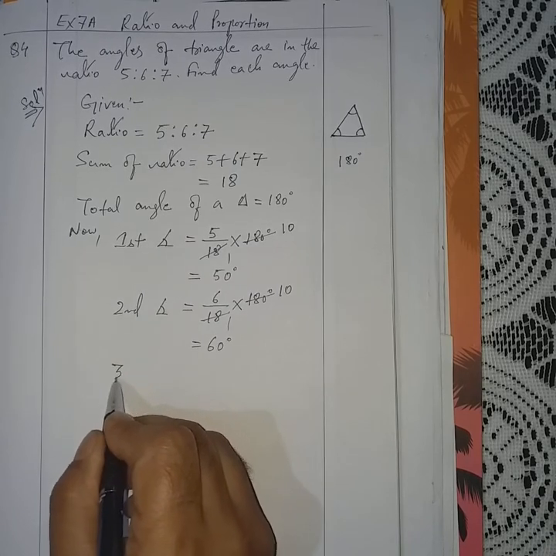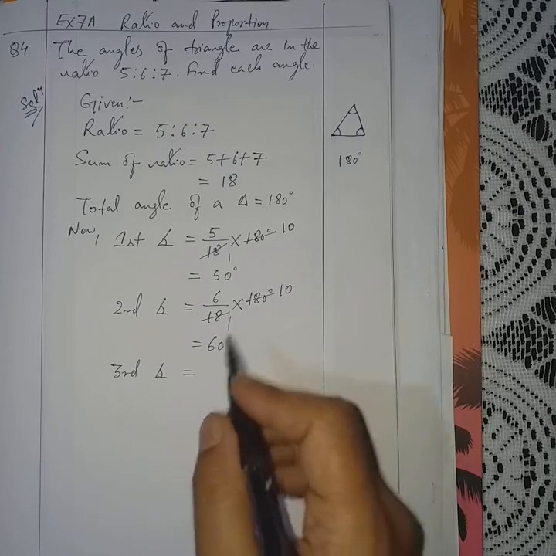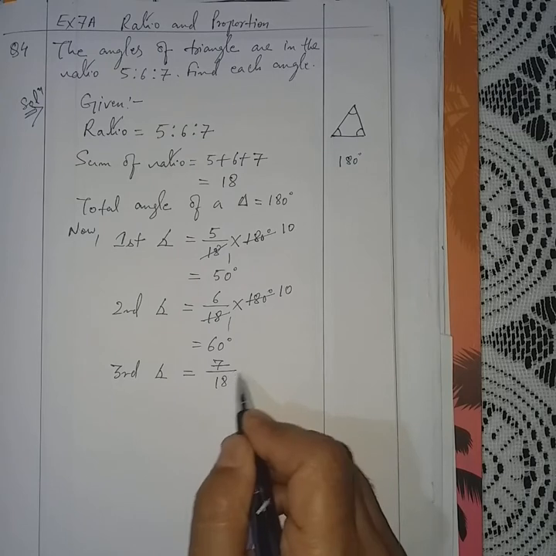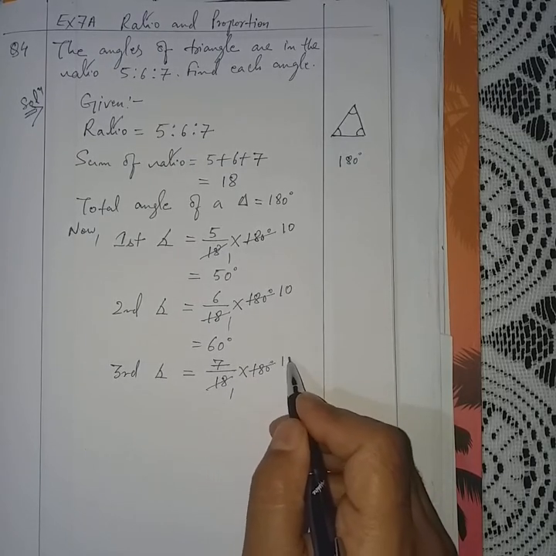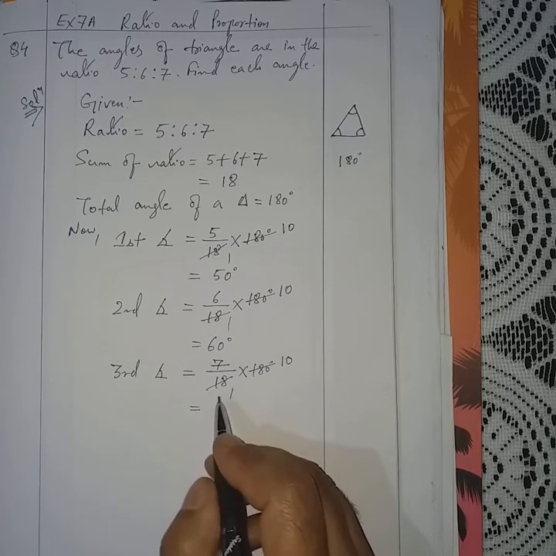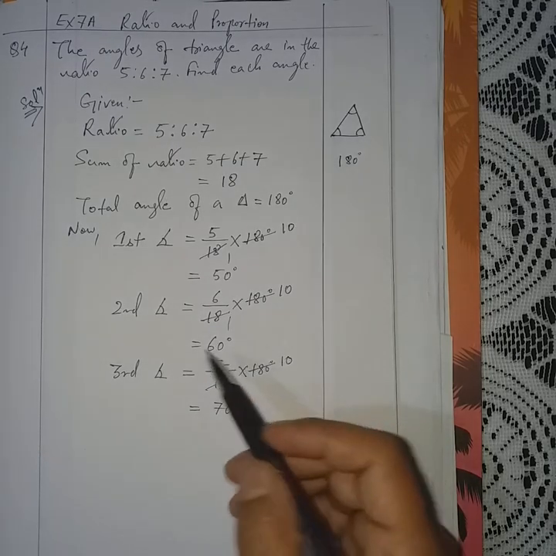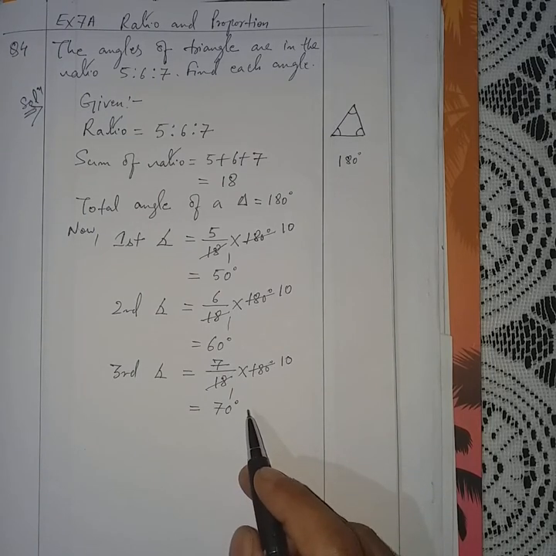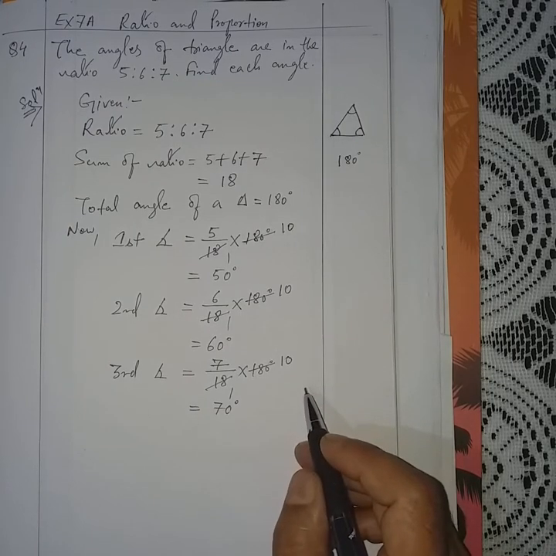In the same manner the third angle we can calculate is equal to 7 by 18 into 180 degrees. 18 ones are 18, 10s are 180. So 10 into 7, 10 sevens are 70 degrees. So we have found the first angle, second angle, third angle. This is question number 4. Now we'll go for question number 5.